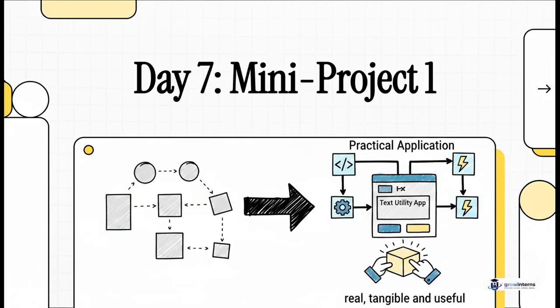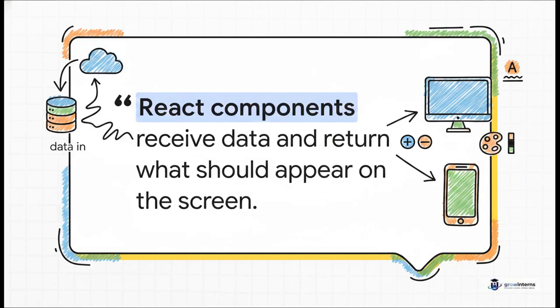We are hitting a massive milestone today because we're officially transitioning from theoretical concepts to practical application. We're done just looking at isolated code snippets. Today, we're going to build a fully functional React mini project, the text utility app. This is the moment where all those foundational pieces we've been studying start clicking together to form something real, tangible, and honestly, really useful.